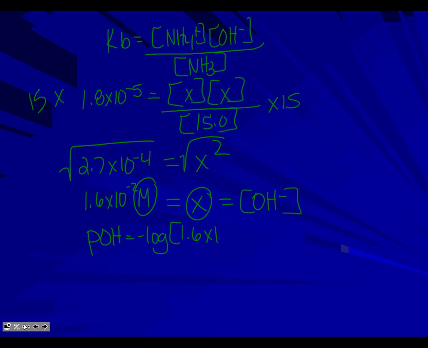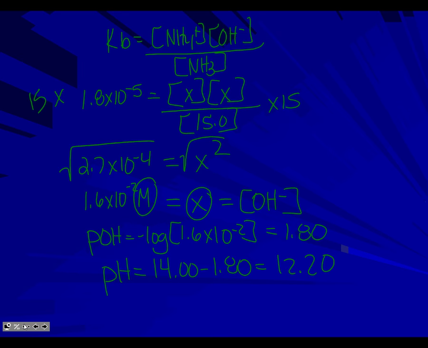And the negative log of 1.6 times 10 to the negative second is 1.80. That's the pOH. Now, to come up with the pH, remember I told you about that handy-dandy little equation? We're just going to take 14 minus 1.80, and that gives us 12.20 for the pH of that solution, which makes sense. It's a weak base. It had better be above 7 for its pH.